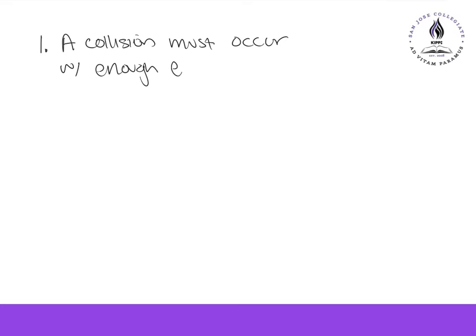Okay, so for number 1, what two things need to be true? This is really important. A collision must occur with two things: one, with enough energy, and two, the correct or proper orientation, which basically means they need to face the same way. That needs to be true.